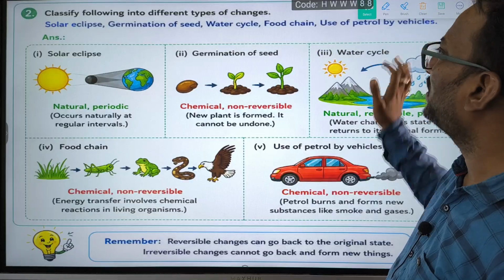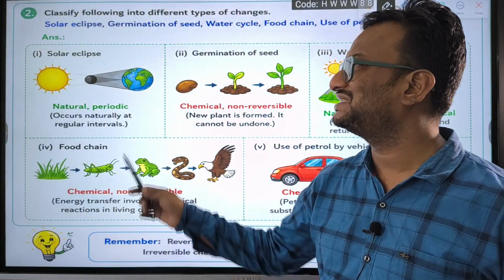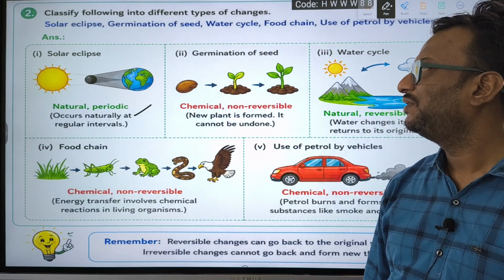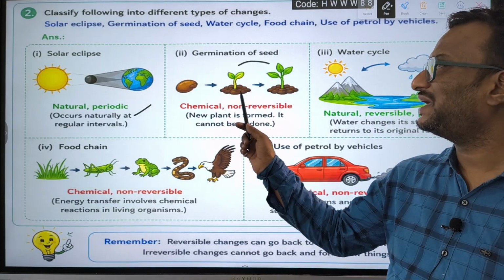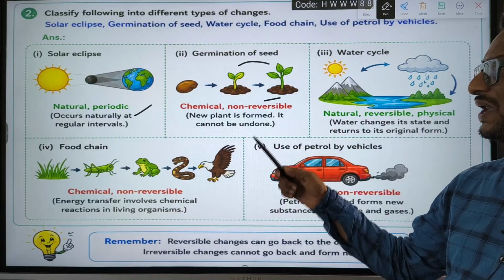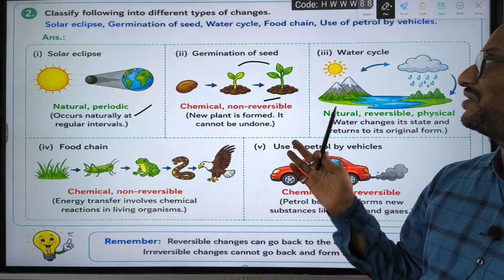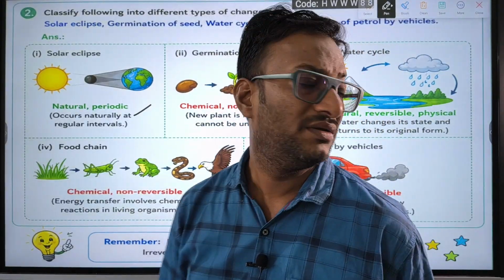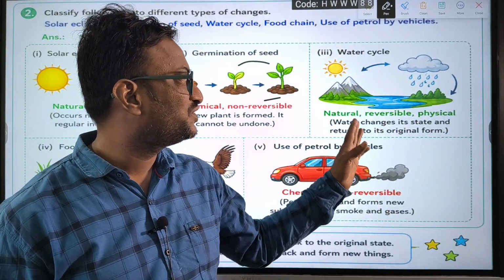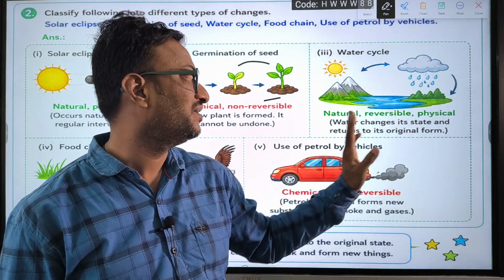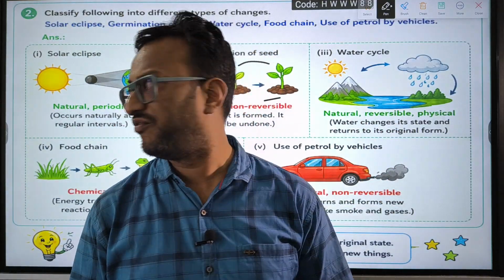Next, some more classification. Solar eclipse is natural and periodic, it occurs naturally at regular intervals of time. Germination of seed is chemical and non-reversible, and a new plant is formed here. It cannot be undone. You cannot get back the seed from the plant. Water cycle is natural, reversible and a physical change. Water changes its state and returns to its original form.